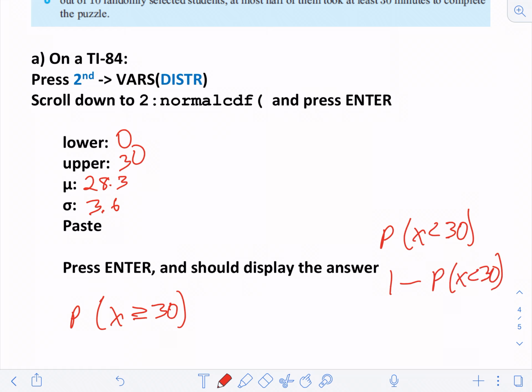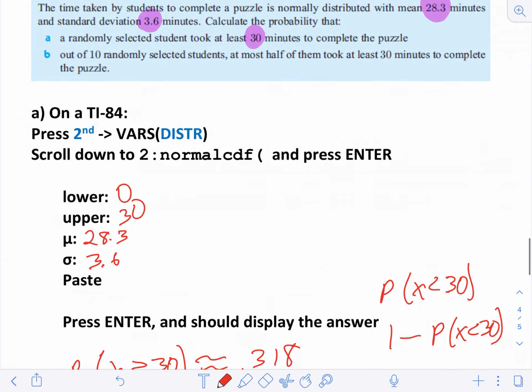And so I'm going to do 1 minus that. So 1 minus that answer, and I get that the probability is approximately equal to 0.318. And so be careful. Remember, if you ever need something greater than, then we need to do that 1 minus at the end because our calculator always gives us less than.